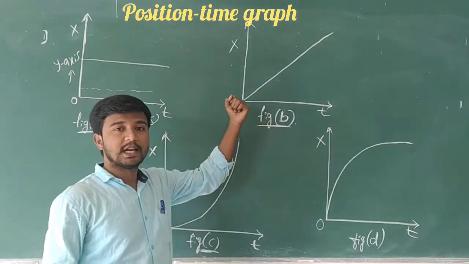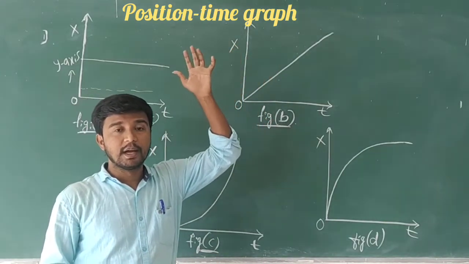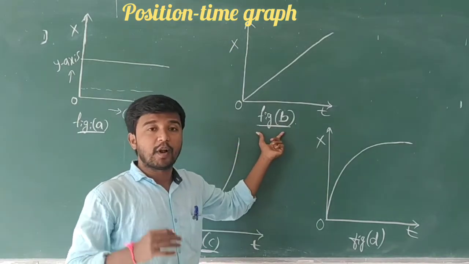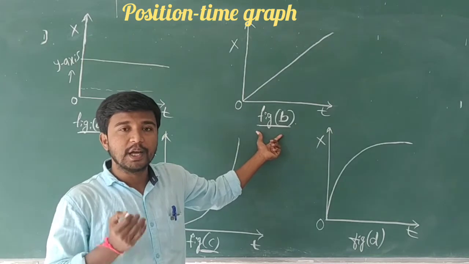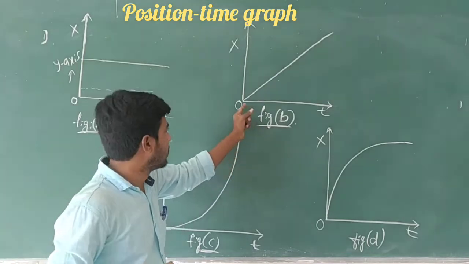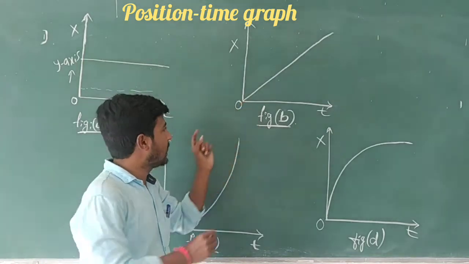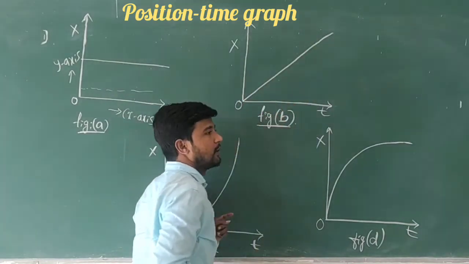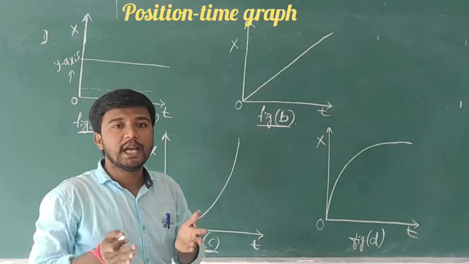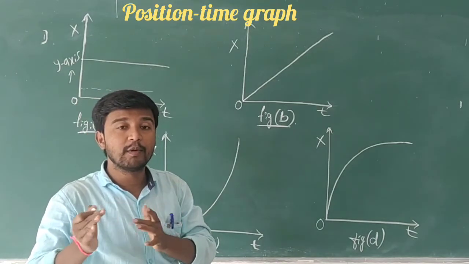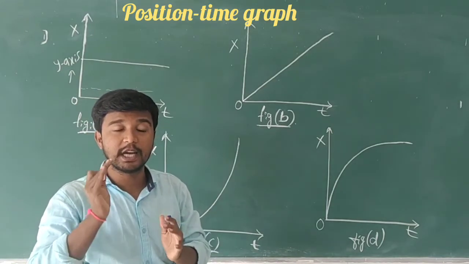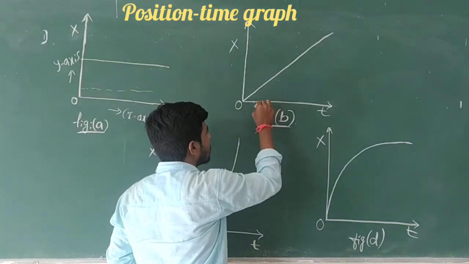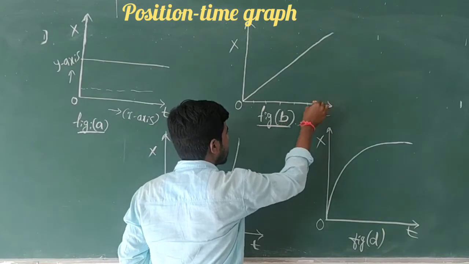The second is the position versus time graph in figure B, for an object moving with uniform velocity from the origin. It starts from the origin moving with uniform velocity. Uniform velocity means it covers equal displacement in equal intervals of time, at any instant, 1, 2, 3, 4, 5 seconds.